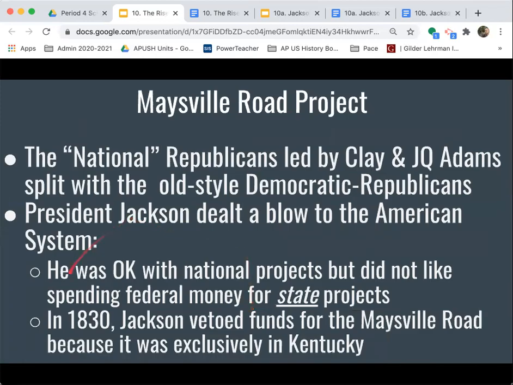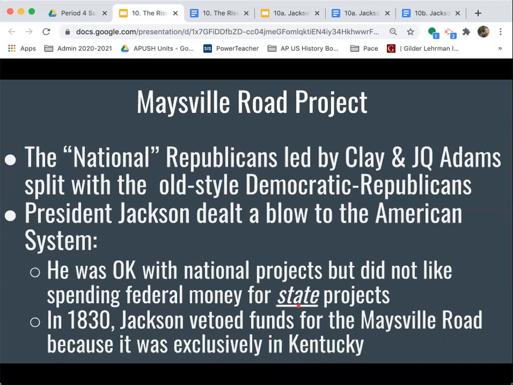Jackson doesn't like that idea. He's okay with national projects, but he does not agree with spending federal money, national government money, on state-specific projects, meaning projects that are only in one state. So, for example, like today, if we needed to fix up Los Angeles Harbor to get more shipping in and more boats in because it was in need of repairs, Jackson wouldn't be okay with that because that's just Los Angeles, right? That's just California. So California should pay for that ourselves.